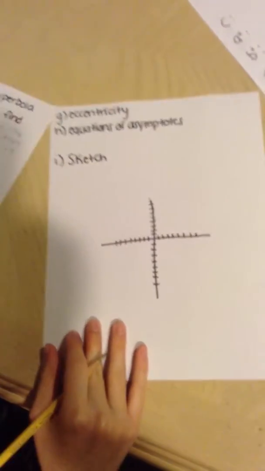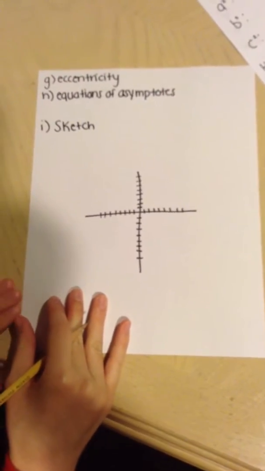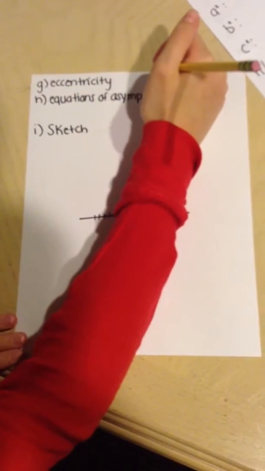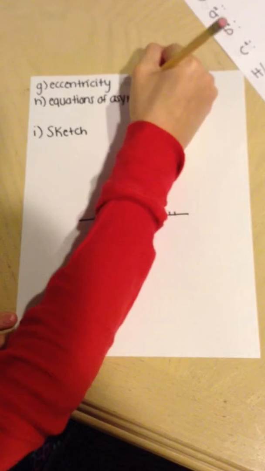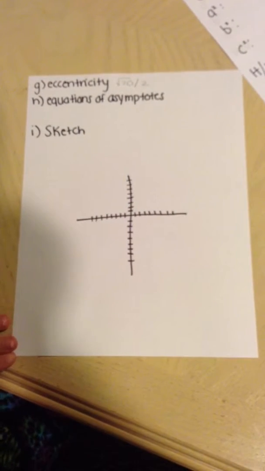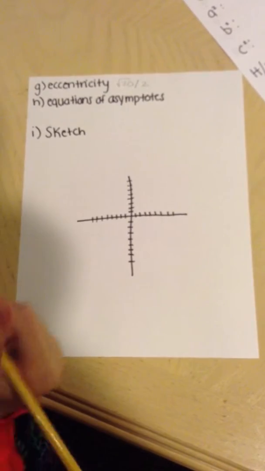And now for the eccentricity, that's going to be c over a. So c is rad 20, and a is 2, so the eccentricity is rad 20 over 2.